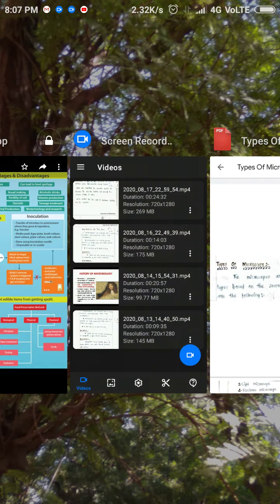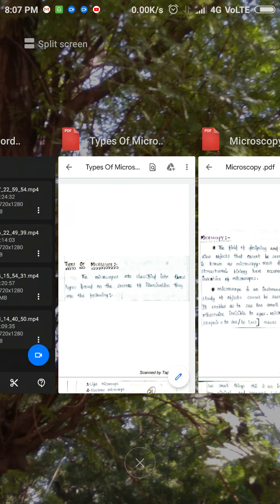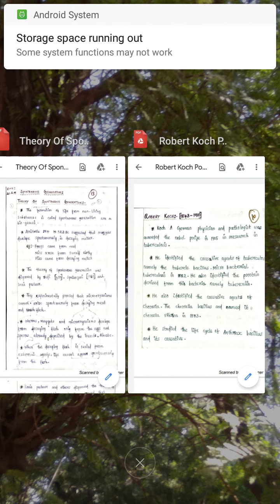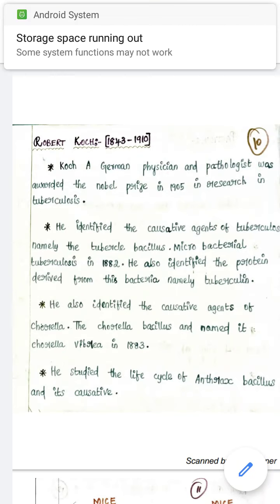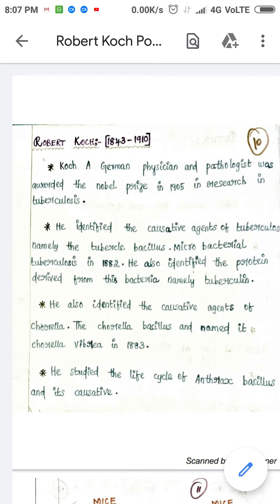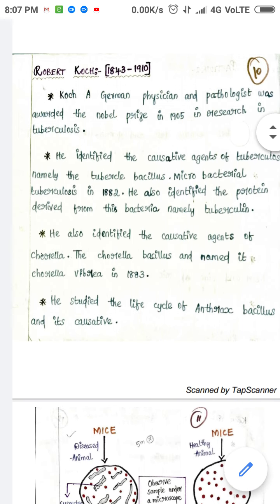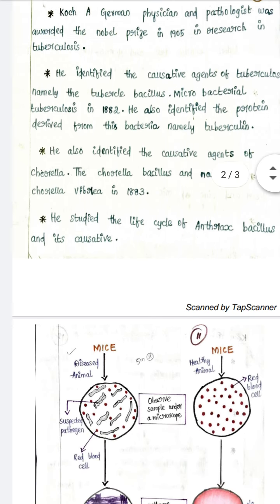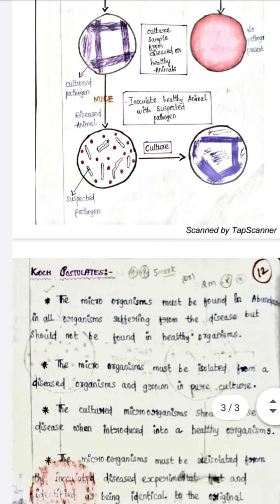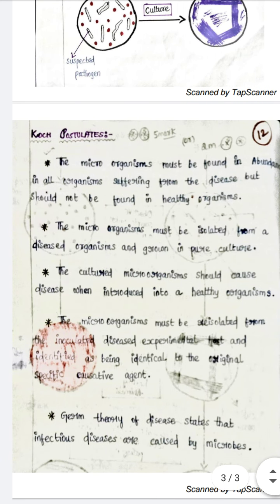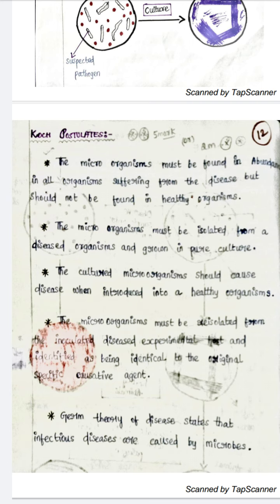Now let's do a quick recap on Robert Koch postulates. What we studied yesterday was Robert Koch postulates. He identified Mycobacterium tuberculosis. He also identified Bacillus anthracis. For Robert Koch postulates, we will just study the four points here.